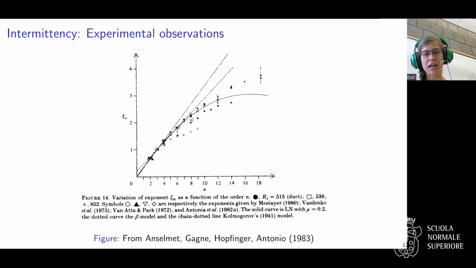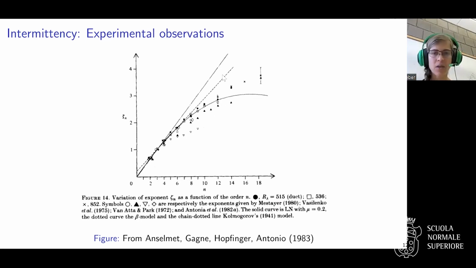For different n, this would be the exponent, called zeta n. In Kolmogorov's theory, zeta n would be n divided by 3. So this is this line going through 0 here. And then the dots in these plots are different experiments by different people. We see that, except for this area here where they seem to match quite well, they deviate quite a bit around here.